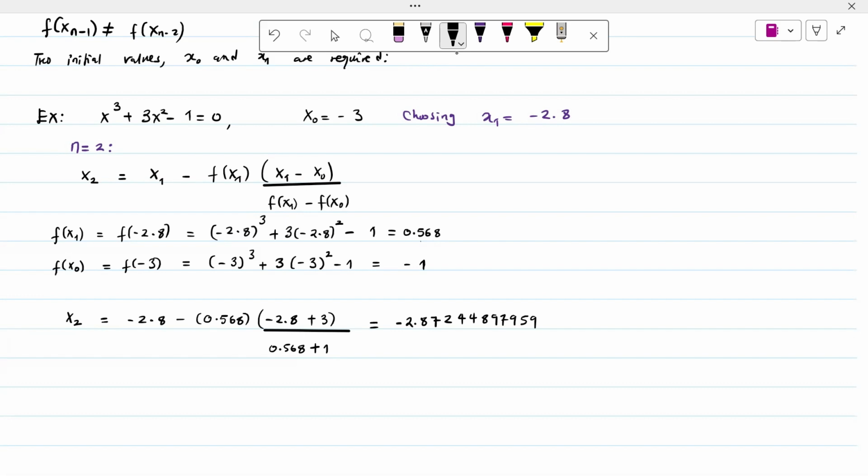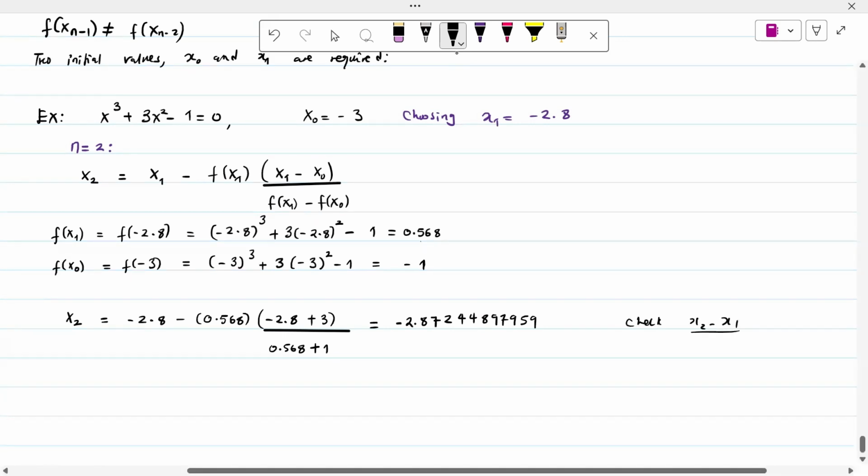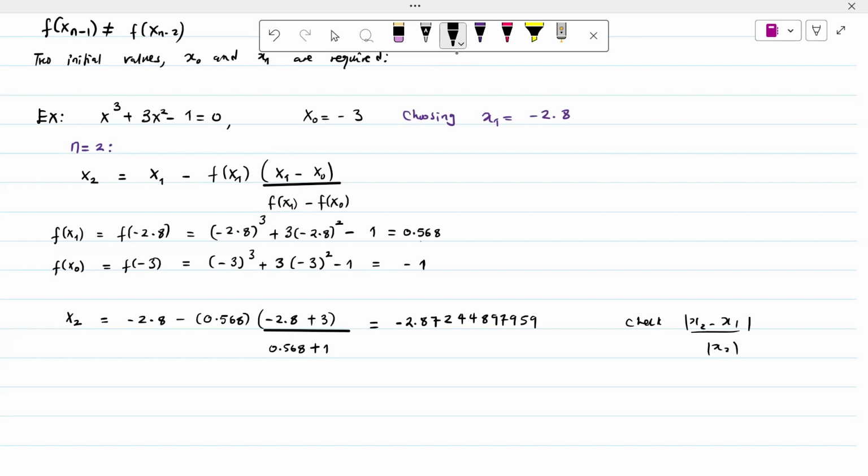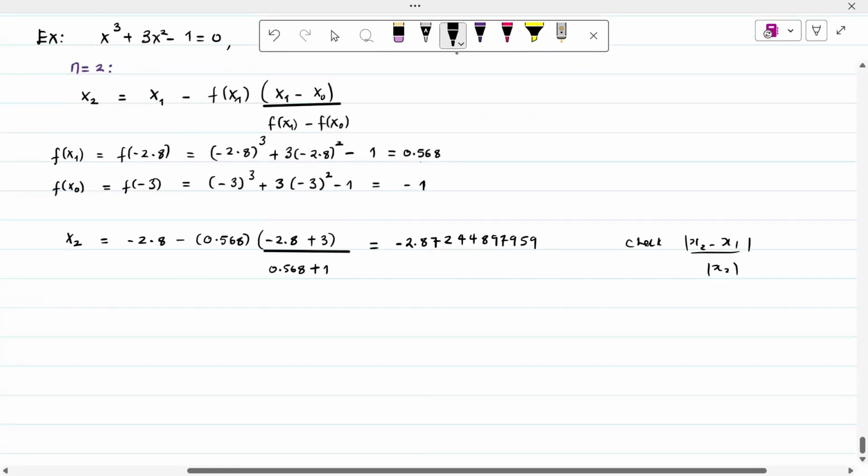You can check, but I don't think it's going to converge. You're going to arrive at that condition. You can check, find the error. This will be x2 minus x1 divided by x2. You can do it at your own time, but I don't think it is going to converge. I mean, it's going to be less than 10 to the power of negative 4. I don't think so. Let's do some more iterations.